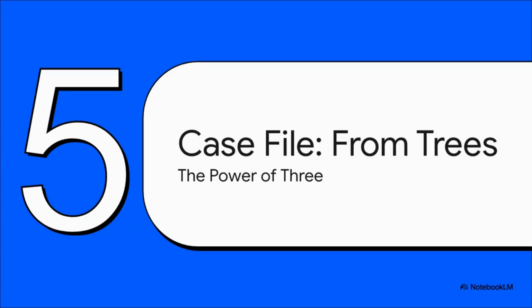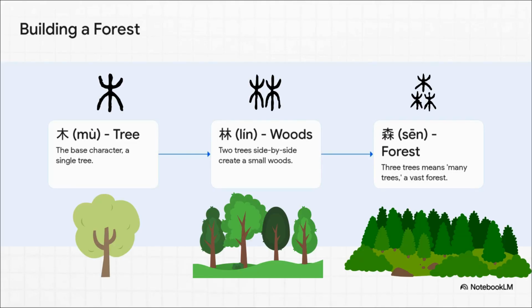All right, for our final case, we're going to see how this whole meaning-meeting logic can be leveled up, using repetition to show quantity and build a whole new environment right before our eyes. It all starts with one simple picture. Mu, a tree. Easy enough. Now, what do you think happens when you put two trees side by side? You get Lin, which means a small grove or woods.